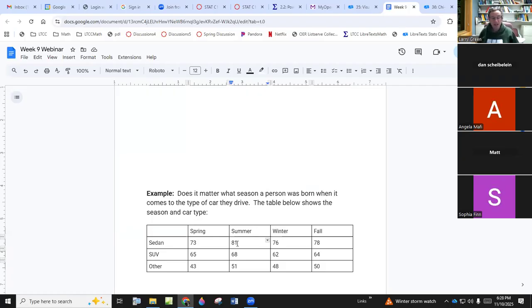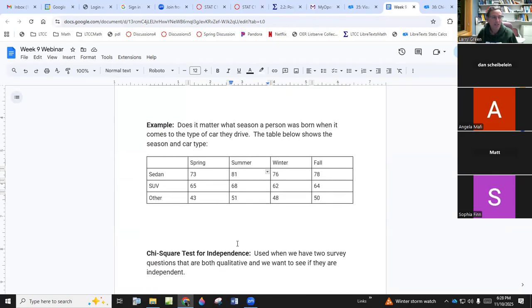So this is going to be a different kind of test. And the test we're going to use is the chi-squared test for independence. That's used when we have two survey questions that are both qualitative, and we want to see if they're independent or dependent. Any questions on this? So it's different than a goodness of fit test. It's still qualitative. It turns out we're still going to use chi-squared, but it's not goodness of fit.